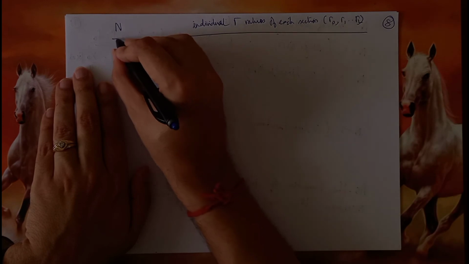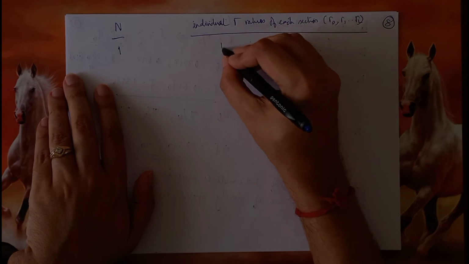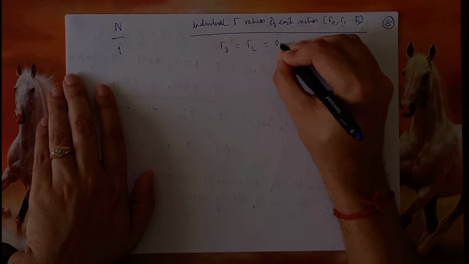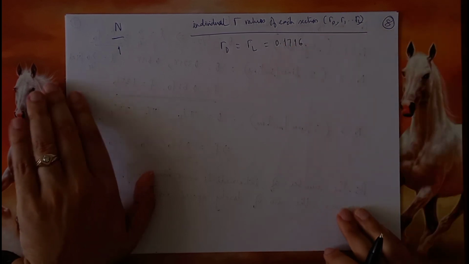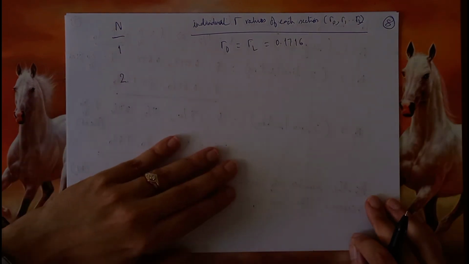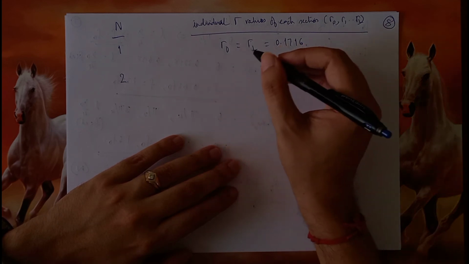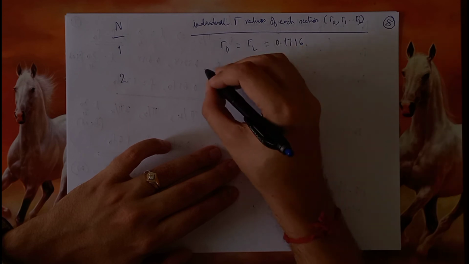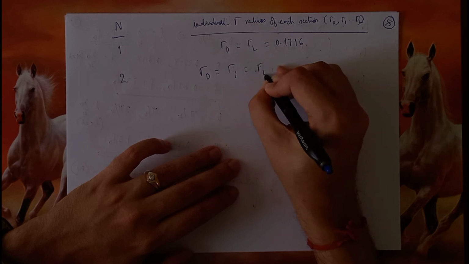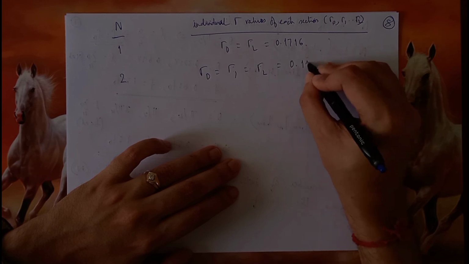So when n is equal to 1, that means a single quarter wave transformer, we saw that there are gamma 0 and gamma L which are both equal, and that is equal to 0.1716. When n became 2, we had 2 intermediate matching sections. What we saw was there are 3 reflection coefficients, gamma 0 equal to gamma 1 equals gamma L, and the value that came out was 0.1149.